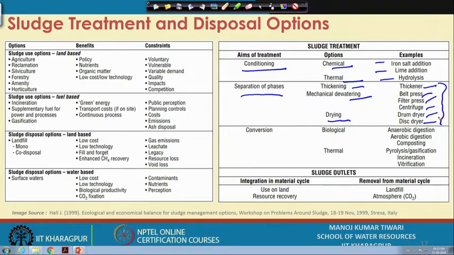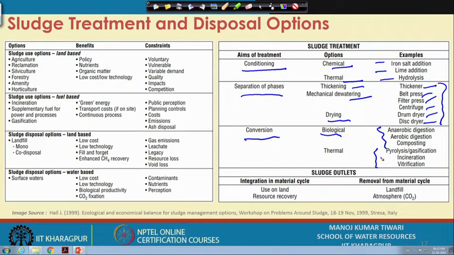Then there are conversion options, where we can go for biological conversion, which includes aerobic composting or anaerobic digestion and standard composting. And then there are thermal conversions, where we can go for pyrolysis or gasification, incineration and vitrification kind of processes for the conversion, or we can call that stabilization, in fact stabilization of the solids present in the sludge.